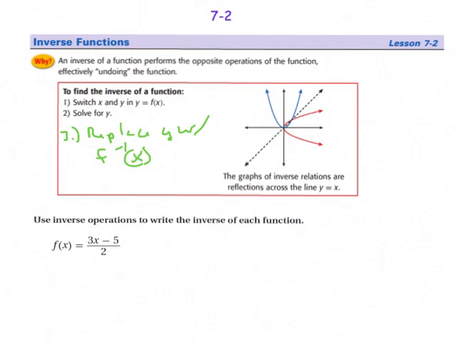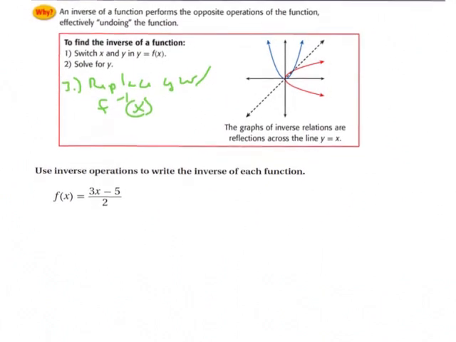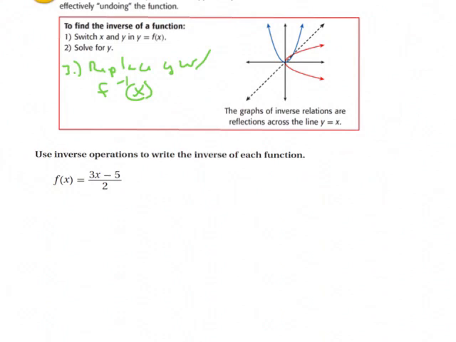Okay, so let's take a look at this first example here that I have for us, and let's play with this. So first of all, we're going to replace the f of x with a y. Then we're going to switch the x and the y, so I have x is equal to (3y minus 5) all over 2. And now my goal is to isolate this y.